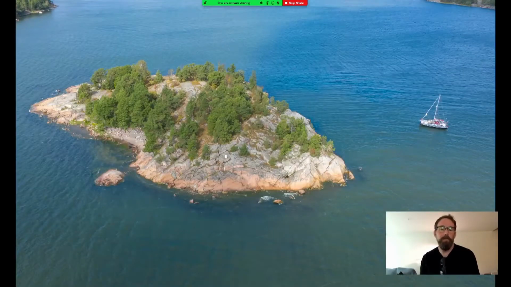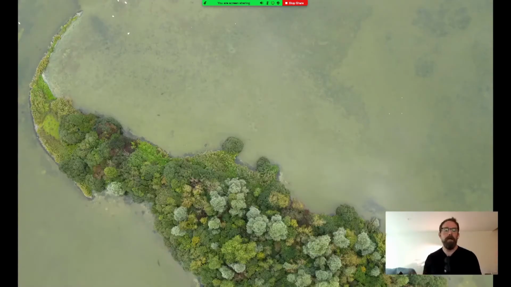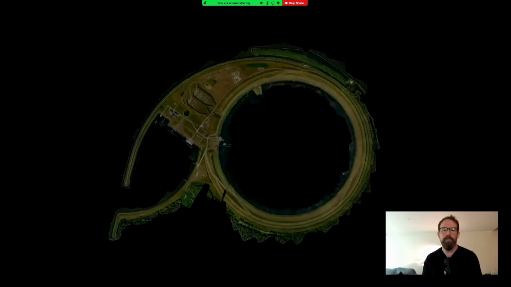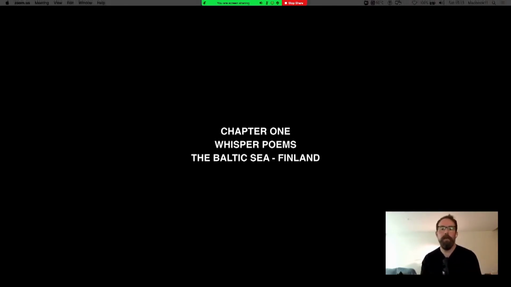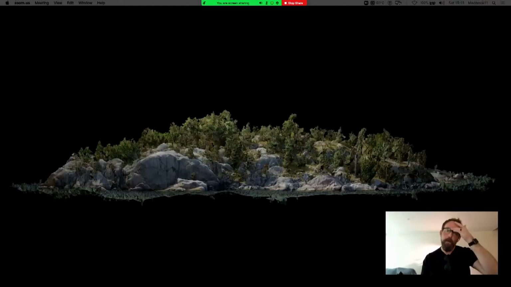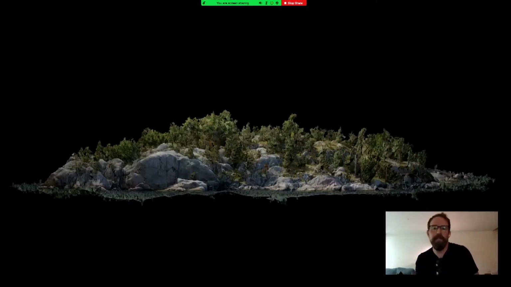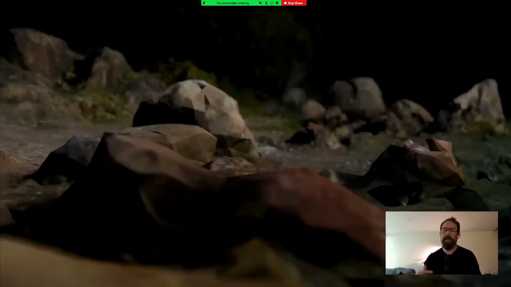An archipelago of small islands in the northern Baltic, an estuary overcome by toxic algae, and a perfectly circular artificial island in the Netherlands. So I'd like to describe those landscapes further. The first chapter, called Whisper Poem, maps the small islands surrounding Helsinki, Finland, which are actually rising twice as fast as the surrounding waters of the Baltic Sea. And this is all part of a 10,000-year process of post-glacial rebound.